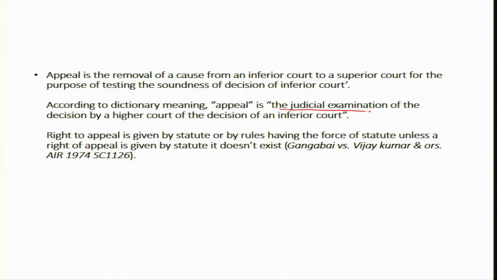Otherwise also, this is a very important topic, appeal. Before discussing other things, first of all we should understand the meaning of appeal. Before discussing first appeal or second appeal, we should understand the meaning of appeal basically. As is visible from this first PPT itself, appeal is the judicial examination by a higher court of the decision of an inferior court. You can call it judicial examination, you can call it judicial re-examination, but this is the examination of your decree, or the examination of your order.